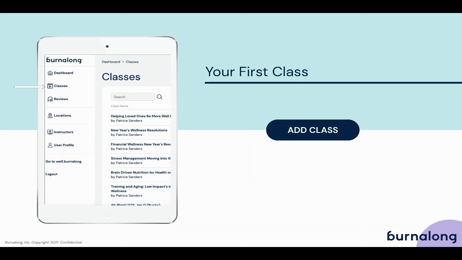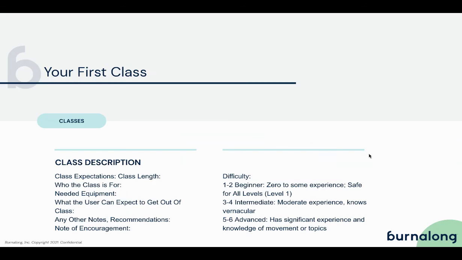Okay, this is where your pen and paper are going to start to come in handy. We're going to talk about your first class. So to add a class, you're going to go to the classes tab on the left-hand side of your screen once you get to your Burnalong dashboard. To get to your Burnalong dashboard, you're going to go to well.burnalong.com, and then you're going to be able to see this left-hand toggle bar. So you're going to click on classes, and then in the top right-hand corner, you're going to hit add a class. So talking about your first class, let's talk about the description.